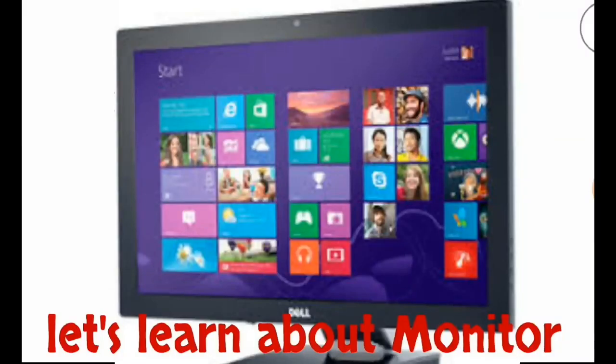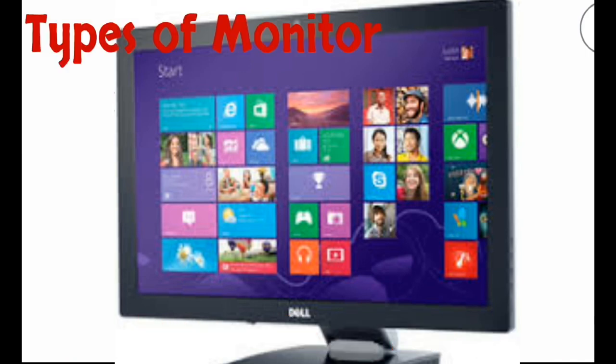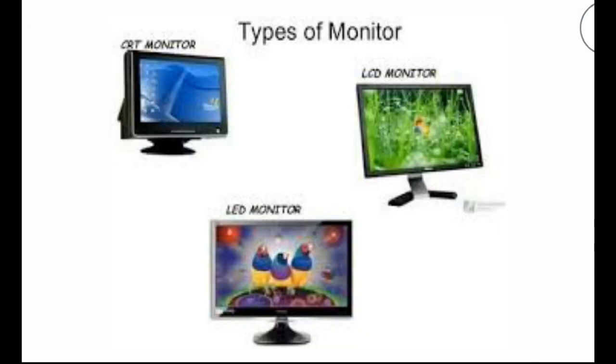Students, before concluding this chapter, parts of computer, I want to share some important information about monitors. We have already learnt about types of monitors. The book says that there are two types of monitors, CRT and LCD. But nowadays LED is also available in the market.